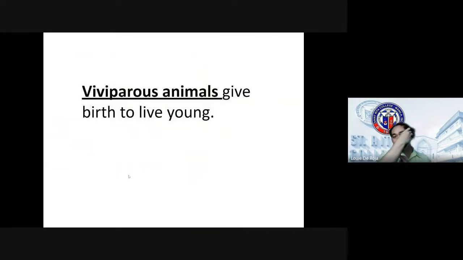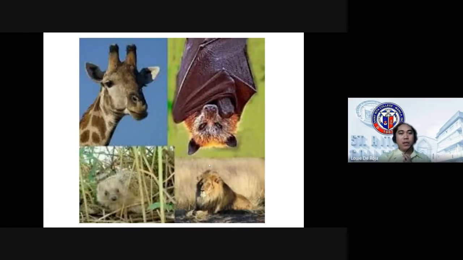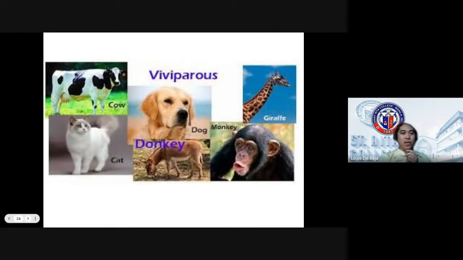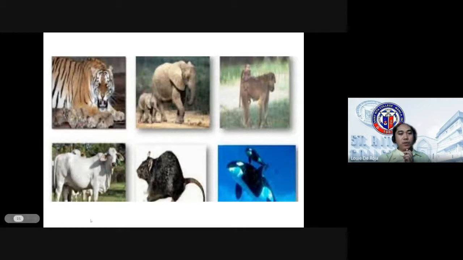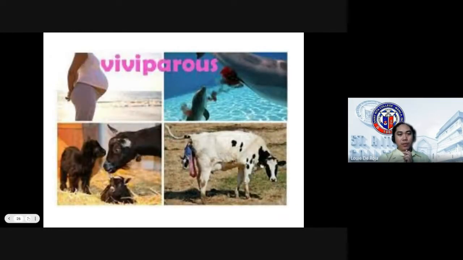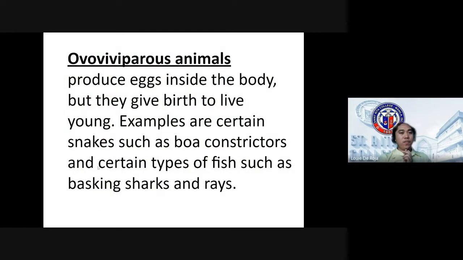Next is viviparous animals. These viviparous animals give birth to live young. So kasama tayo dyan, humans, giraffe, lion, bats, and other mammals. Yan, viviparous po sila. So they produce milk after ma-release itong new offspring in the outside world. Yan, kasama tayo dyan.